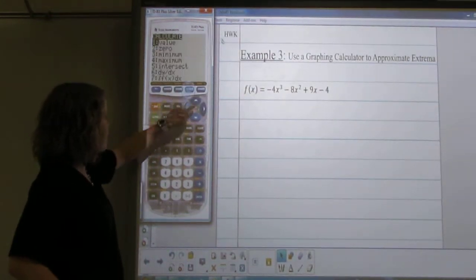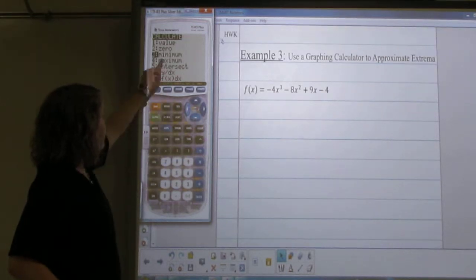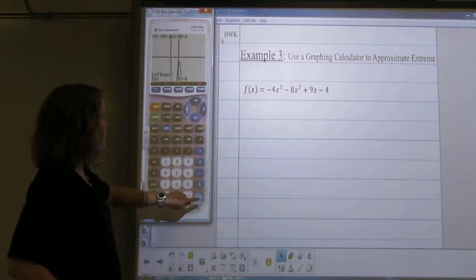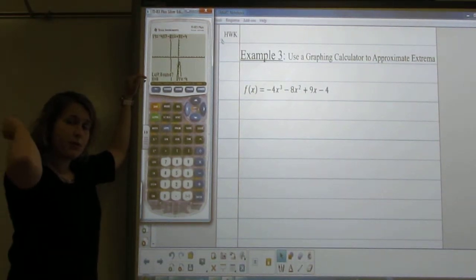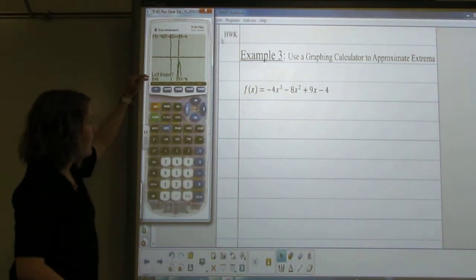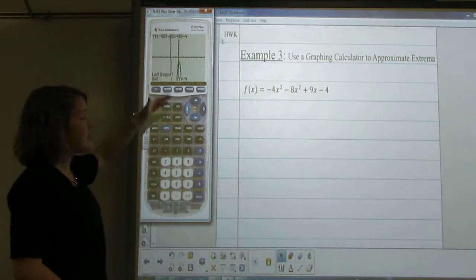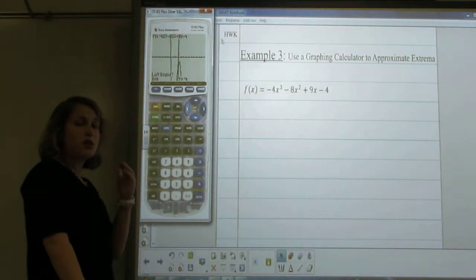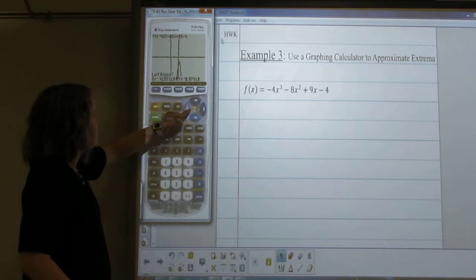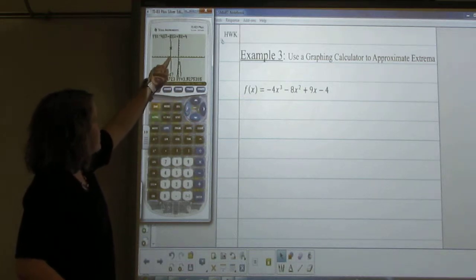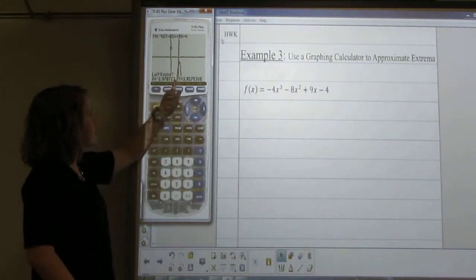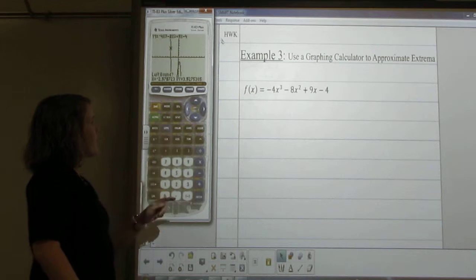So second trace, and then we can find our minimum, so number 3. And now it asks, if you're watching this, it would be great if you try to do this with me. It asks for your left bound. That means it wants it to the left of where you think the minimum is. So we need to scroll to the left until your blinking dot is to the left of your minimum. So mine's way up here. So you can see it's clearly on the left side of where we think our minimum is going to be.